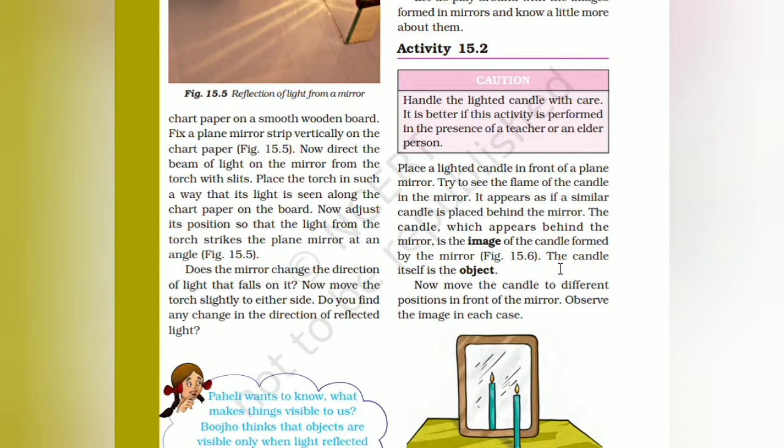So we are taking a lighted candle that is kept in front of the mirror. But when we observe it in the mirror, we will see that the image will be formed behind the mirror. Here the candle is acting as an object.